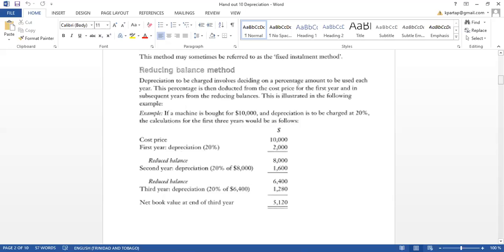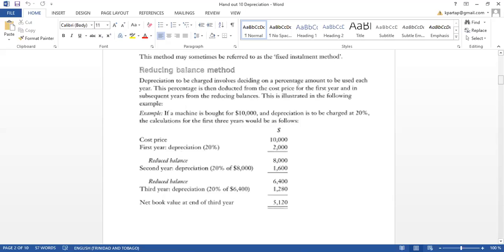So after the first year, the new balance of the machine is 8,000. In the second year now, we have to find 20% again, but we're not going to find 20% of the 10,000. We are going to find the 20% of the reduced balance. So the 20% will be of $8,000. 20% of $8,000 is $1,600.